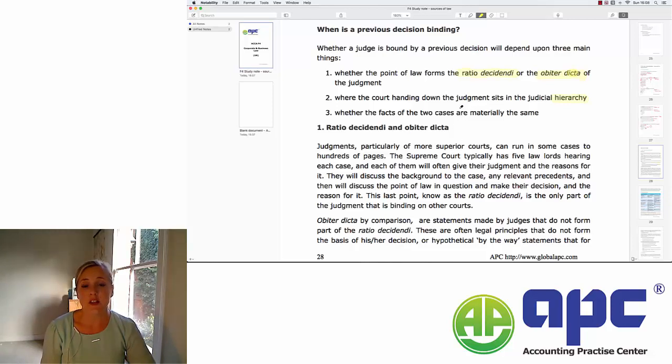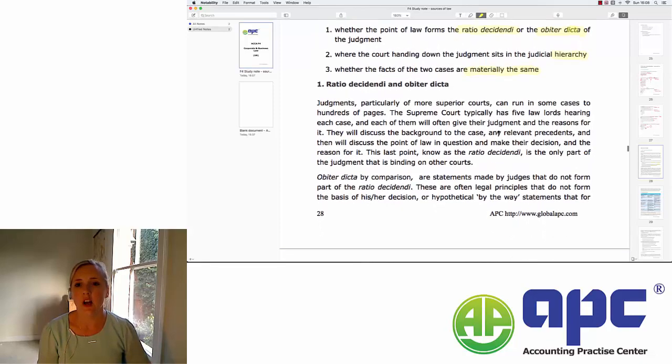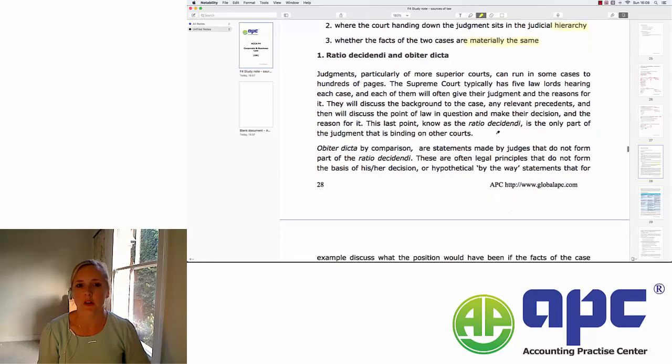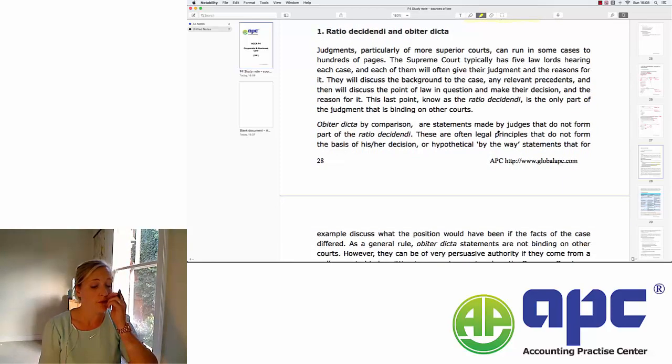And the third thing that makes a decision binding or not is the facts of the cases. The facts have to be materially the same for them to be followed. If they're not materially the same, they can be called what is known as distinguished on the facts. So we're going to take each of these three in turn and just learn a little bit more about how it works. So the first is these two Latin phrases, which you do unfortunately need to learn.